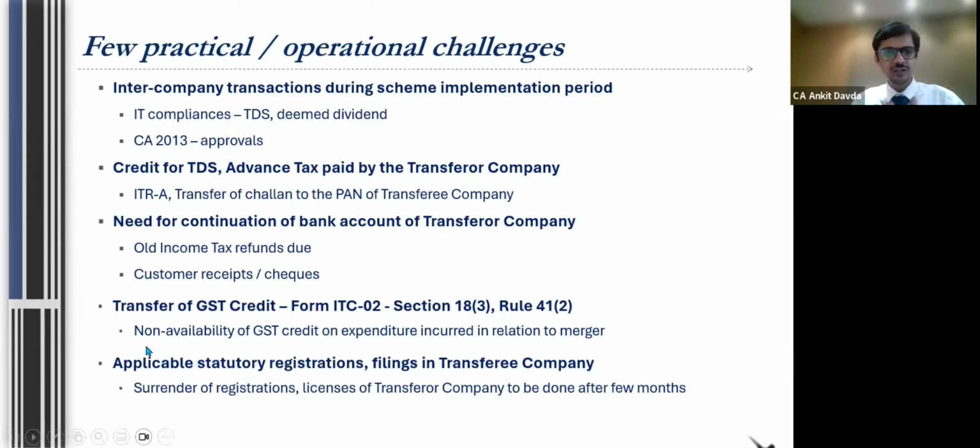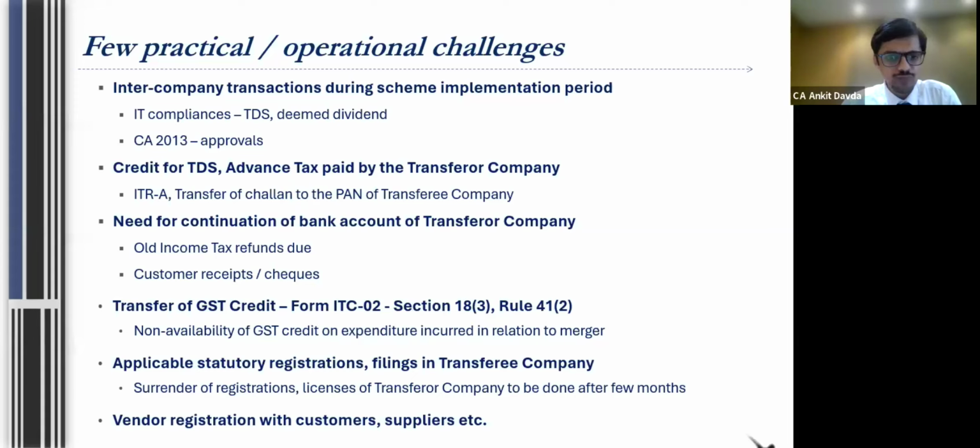And then as far as GST credit is concerned, there is a specific provision under section 18(3) read with rule 41(2): whatever GST credit is there can be transferred from the transferor company to the transferee company by filing form ITC-02. And another point is that this entire scheme of arrangement transaction is a non-taxable transfer under the GST law. So if you have hired any advisors and are making any payment to them, whatever expenses are there, effectively it would be for a non-taxable transaction, and you may not be able to take GST credit for that if you strictly go by the provisions of law.